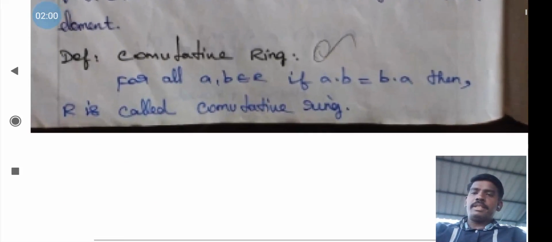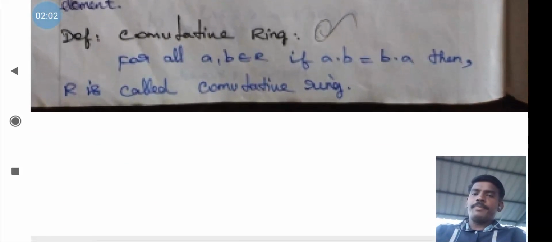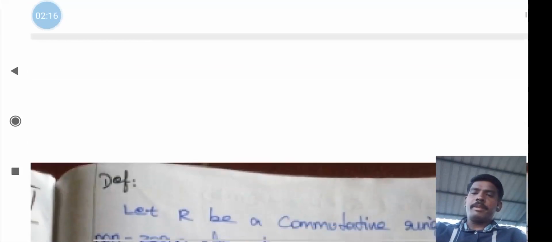Also next we see the definition of commutative ring. If the ring satisfies the commutative property under multiplication, then it is said to be a commutative ring. That is for every a, b belongs to R, if a dot b equal to b dot a, then R is called a commutative ring.